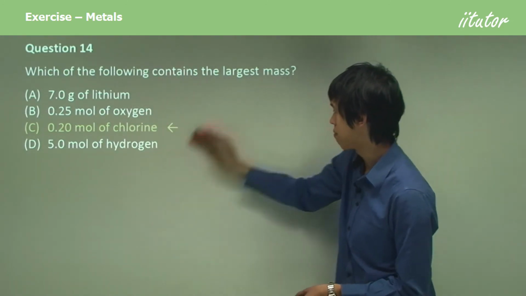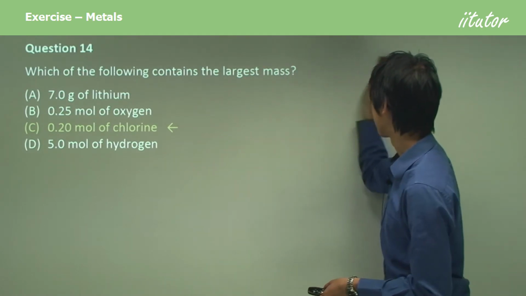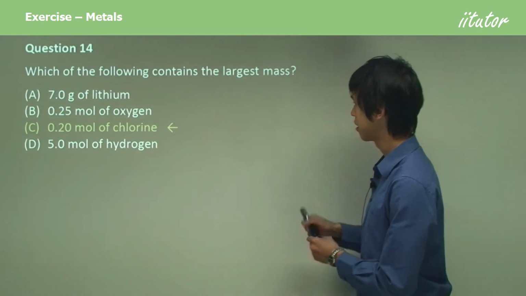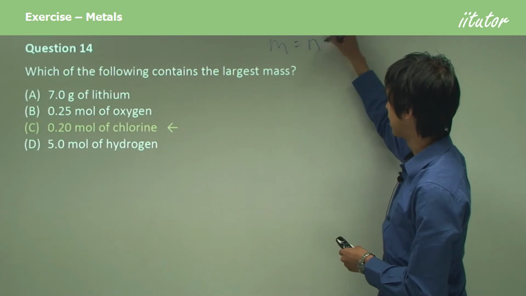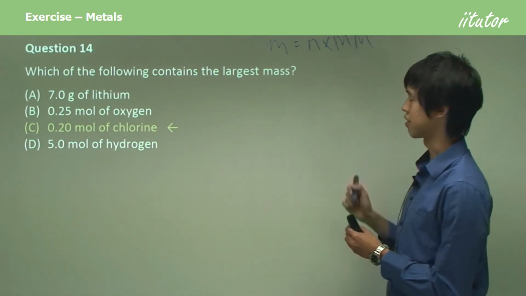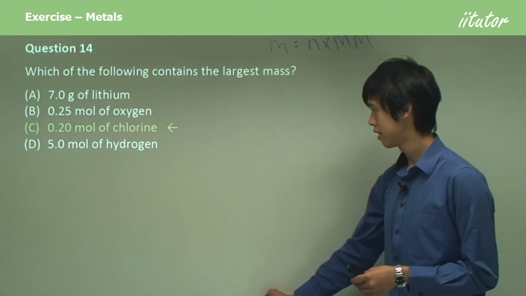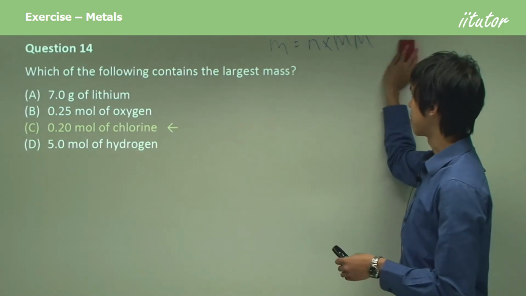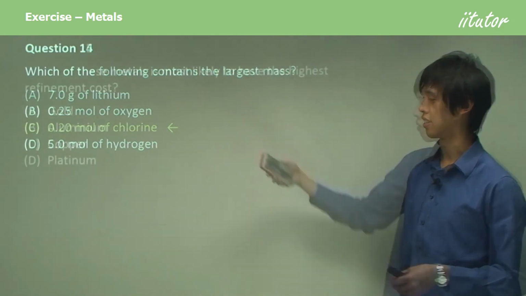You're just converting the number of moles using n, so using m equals n times the molar mass. Okay, that's all you're doing. So I just multiply each of them by their molar masses, and that's how I work it out.